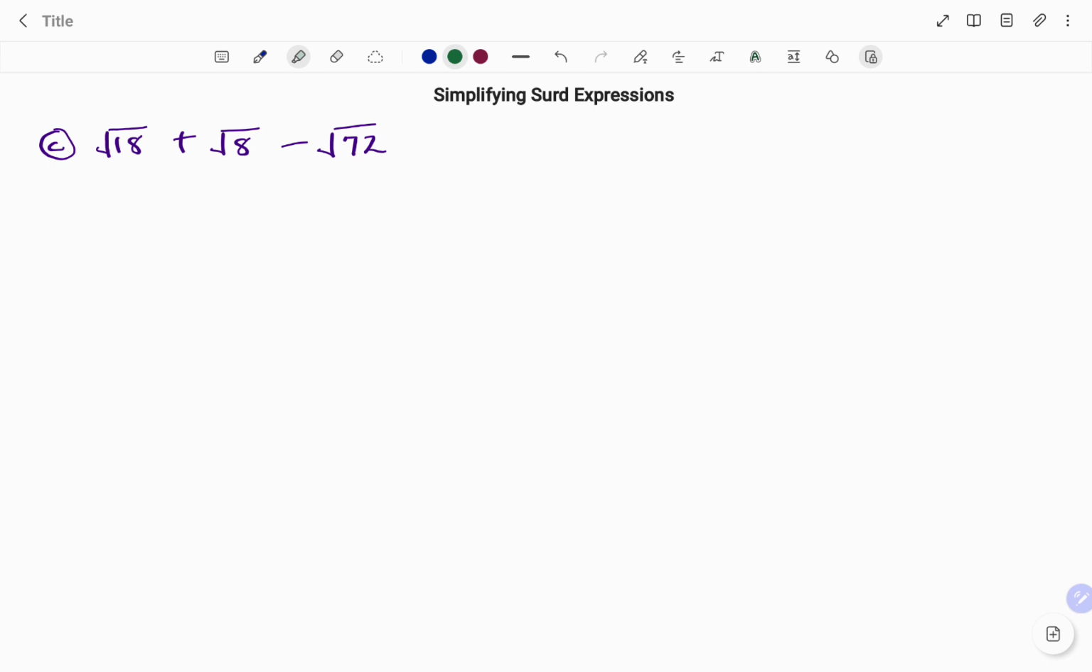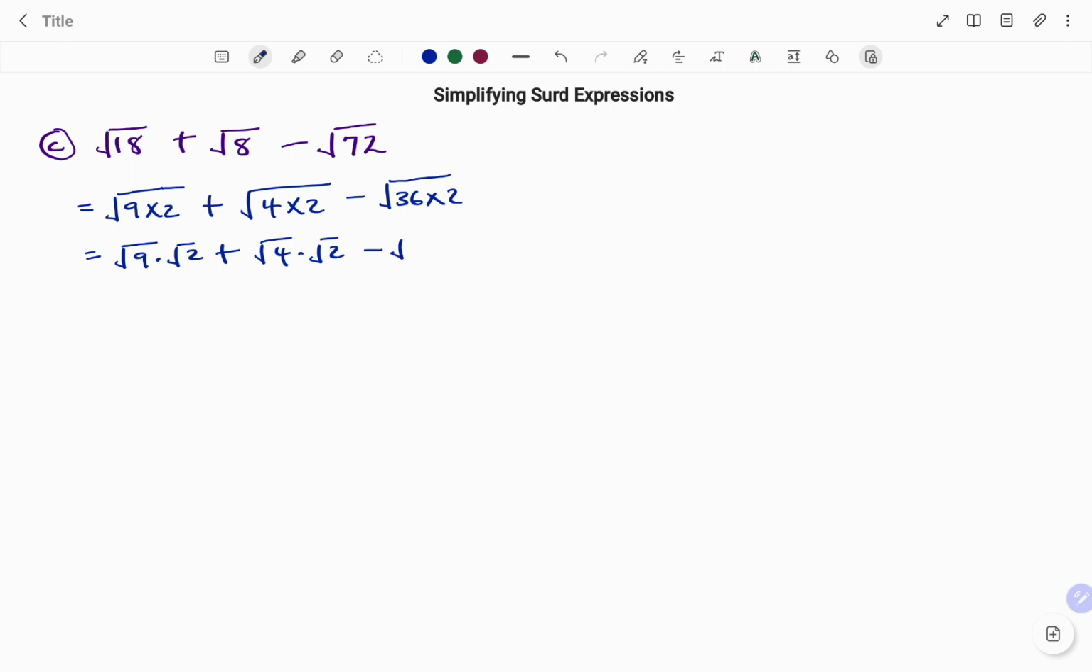In our last example, we have root 18 plus root 8 minus root 72. Rewriting each surd as a product of its factor pair and making sure that at least one of the factors is a perfect square, I have 18 becoming 9 times 2, plus 8 becoming 4 times 2, minus I have 72 to be 36 times 2. Breaking that up, I have root 9 times root 2, plus root 4 times root 2, minus root 36 times root 2. Note that each of these factor pairs is made up of a perfect square.